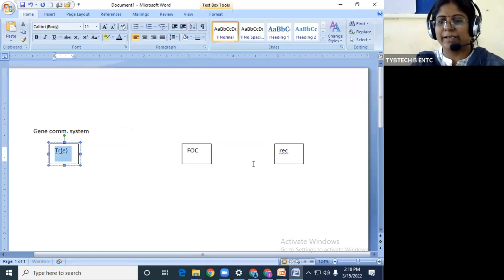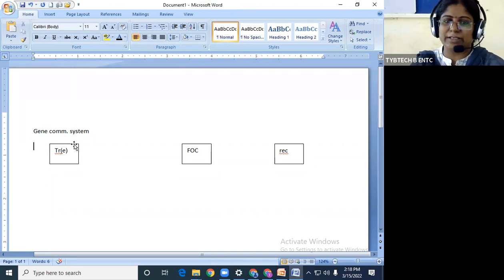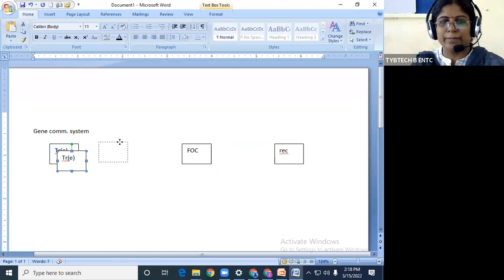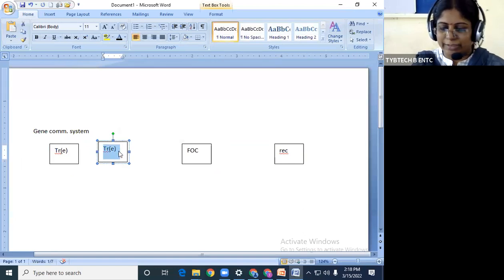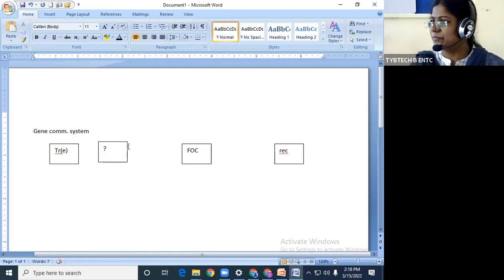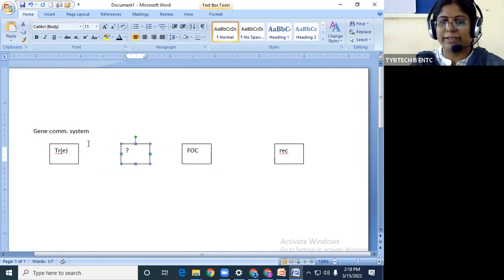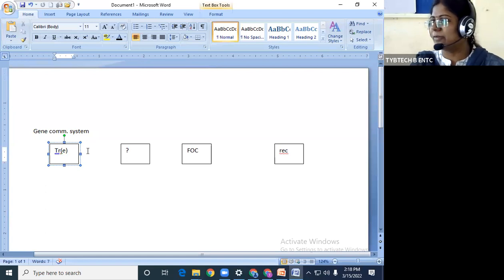Here is the transmitter, here the receiver. Now the transmitter generates an electrical signal. So the signal generated by this transmitter is in electrical form, but the electrical form signal cannot be accepted as it is by the optical fiber cable. So I will explain it here. At the transmitter output the signal is in electrical form. But directly this electrical signal you cannot give to this optical fiber cable.